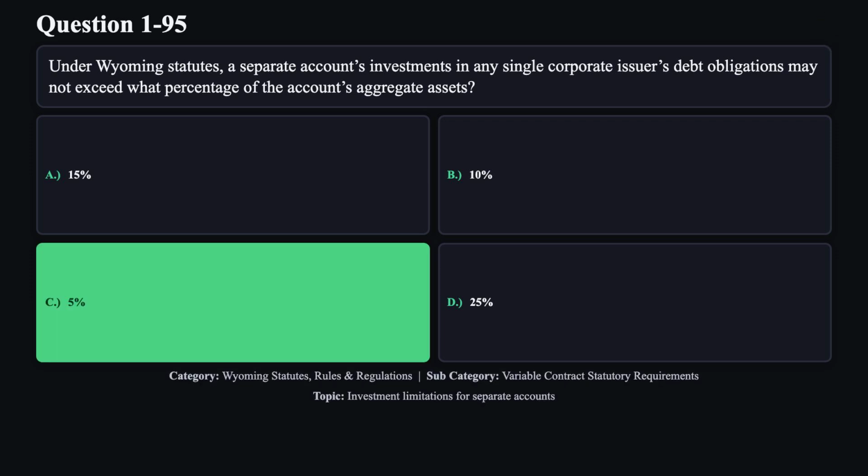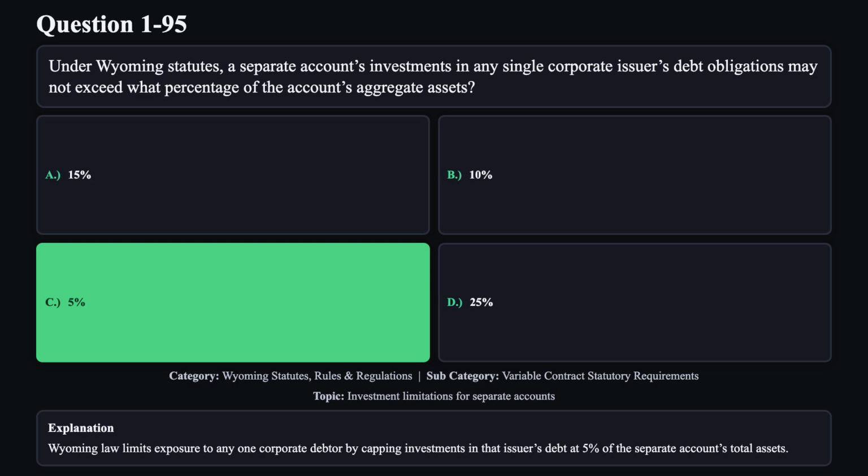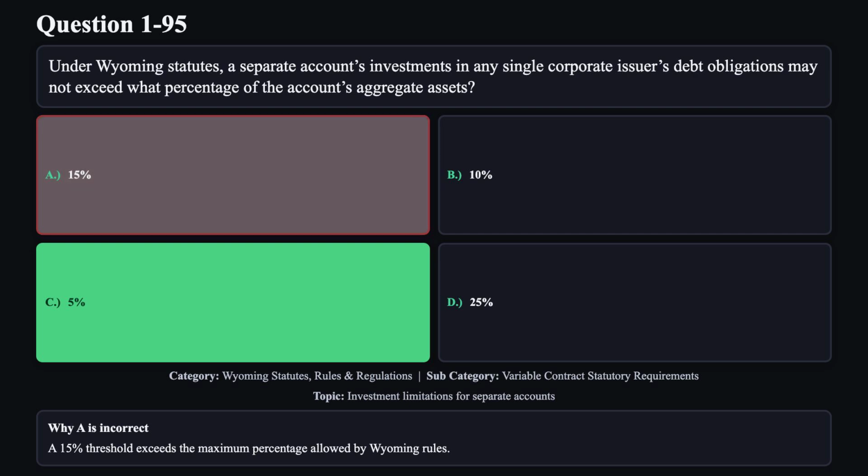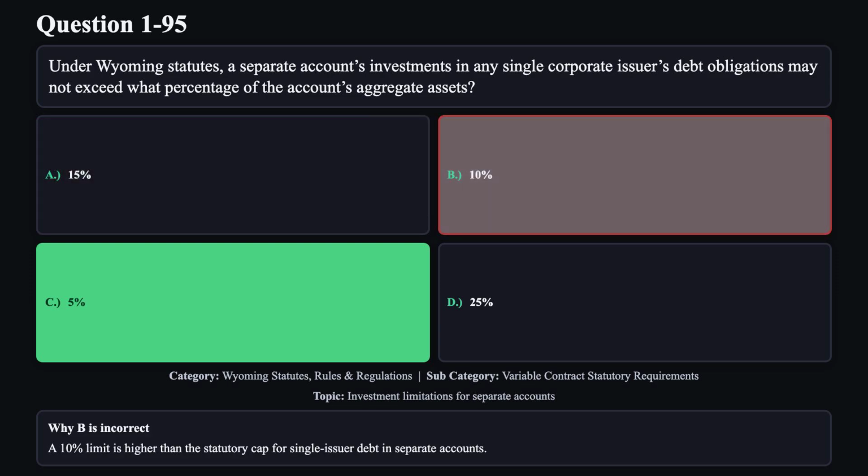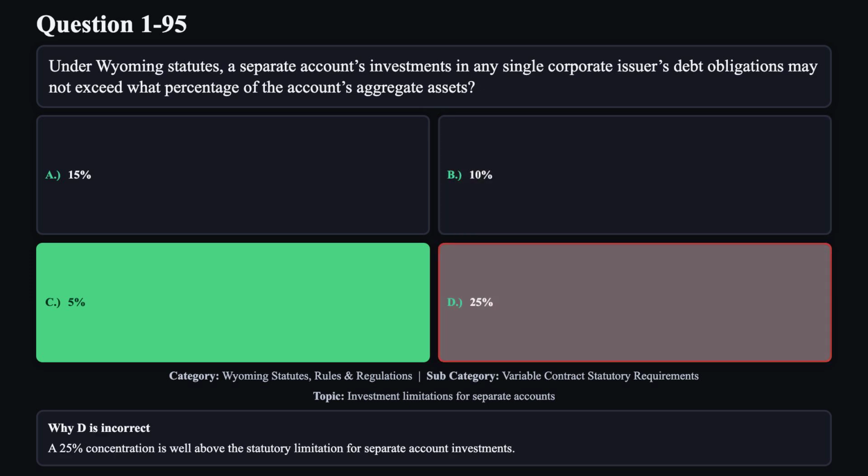The correct answer is C. Wyoming law limits exposure to any one corporate debtor by capping investments in that issuer's debt at 5% of the separate account's total assets. Reason A is not correct. A 15% threshold exceeds the maximum percentage allowed by Wyoming rules. Reason B is not correct. A 10% limit is higher than the statutory cap for single issuer debt in separate accounts. Reason D is not correct. A 25% concentration is well above the statutory limitation for separate account investments.